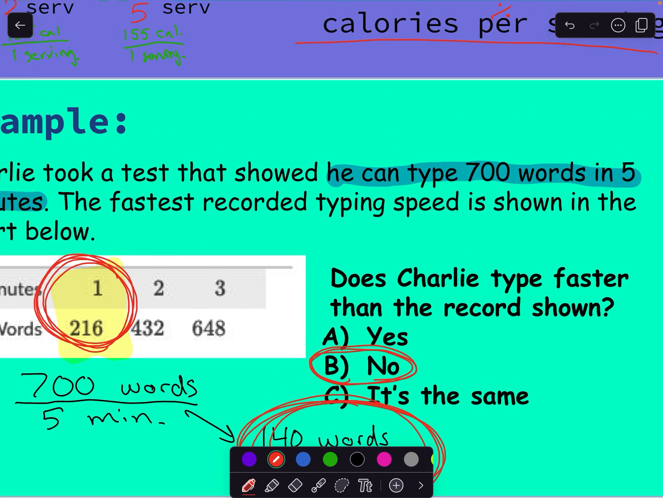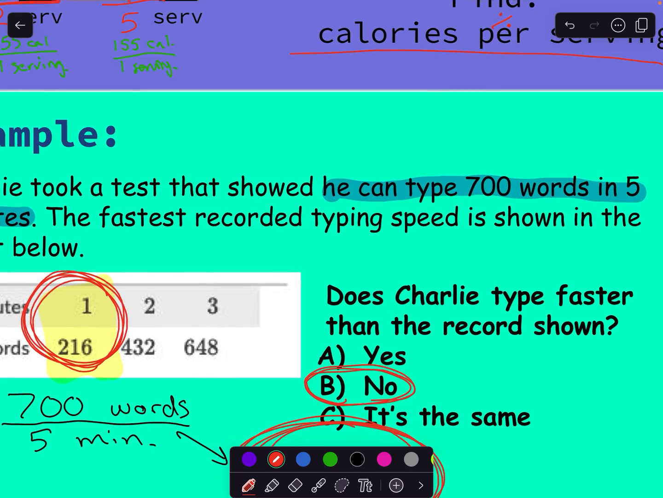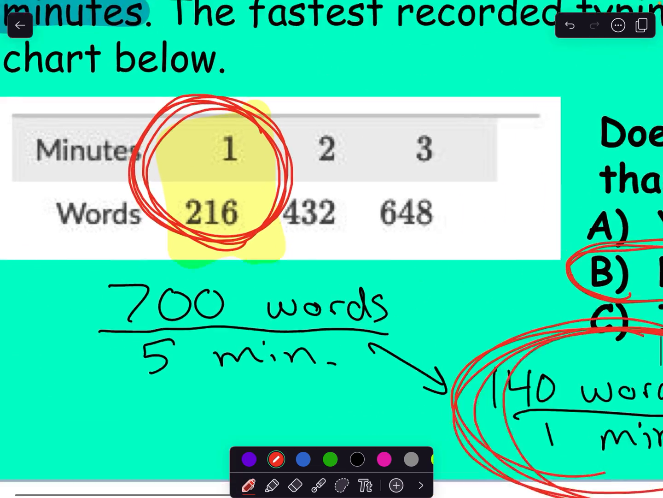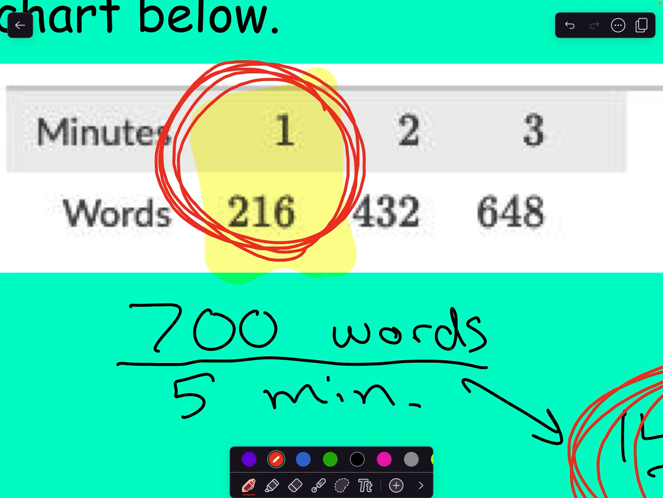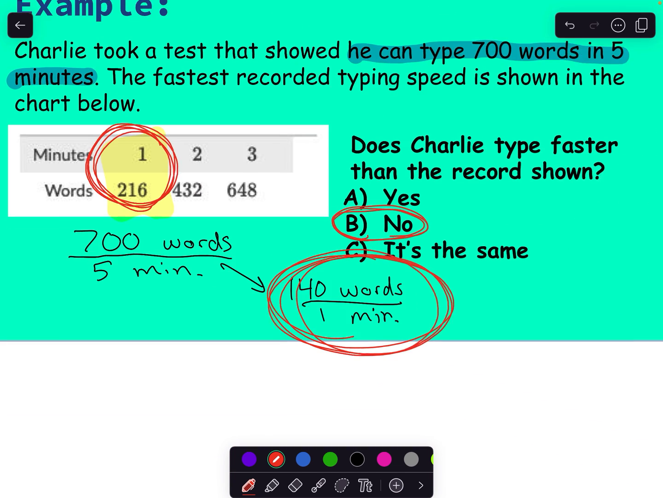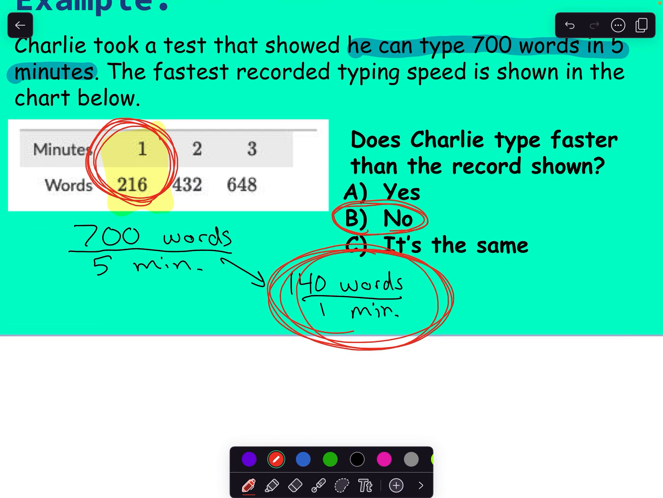What we did was we compared a sentence. We found that unit rate, and compared it with a graph, like a chart, like a table. We're going to be doing that a lot. So we have to be able to determine the unit rate from all kinds of things and then be able to compare them, say which is bigger, say which is smaller, that kind of thing.